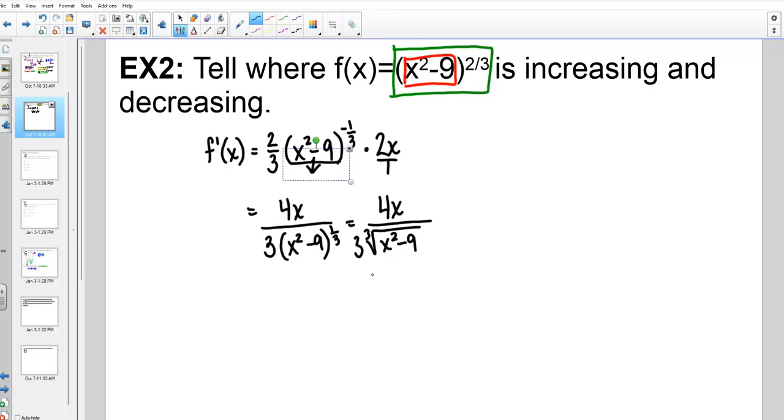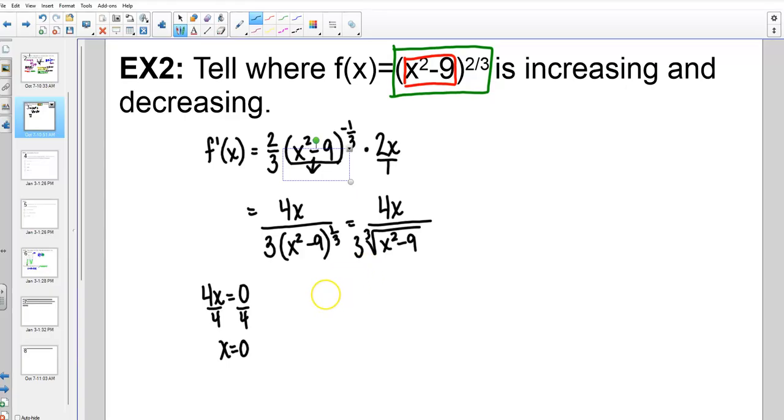Okay, so for critical points, you want places where the function is equal to 0, or the derivative is equal to 0 or undefined. So you're going to do 4x equal to 0. That one's really easy to solve. You just divide by 4, and x would equal 0. So one of our critical points is 0.